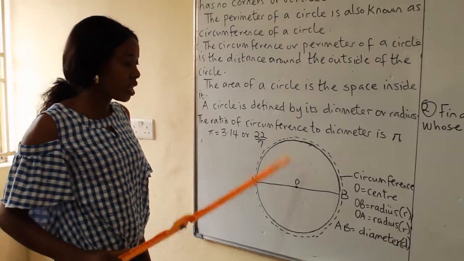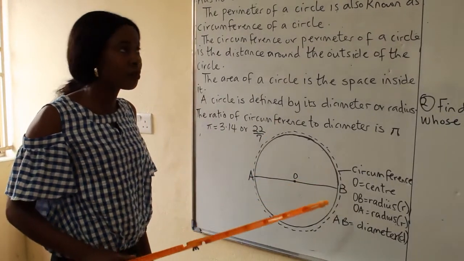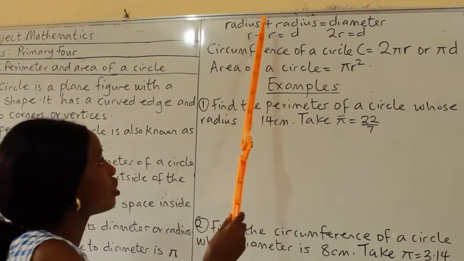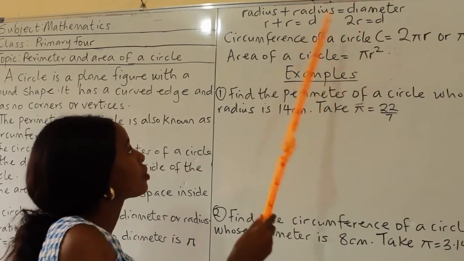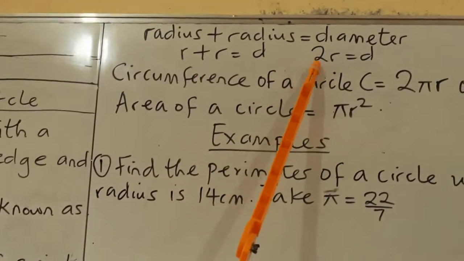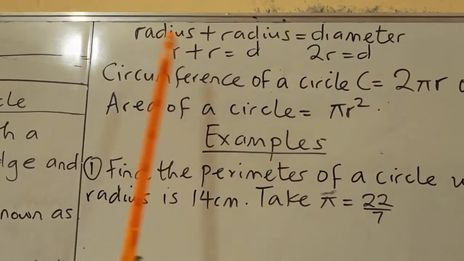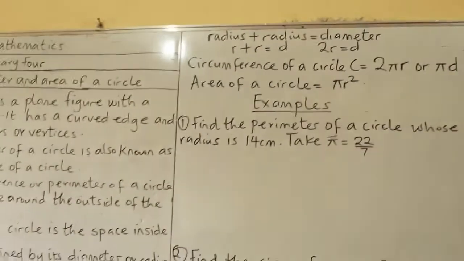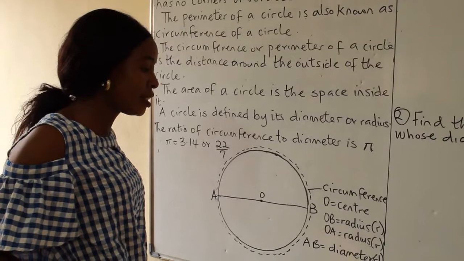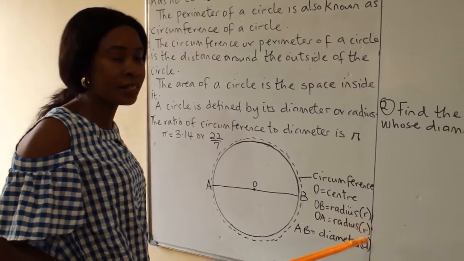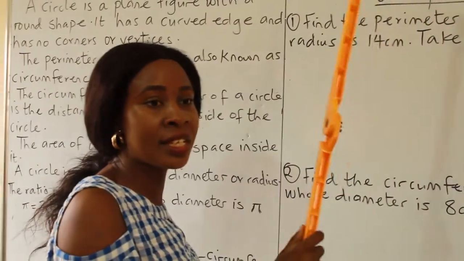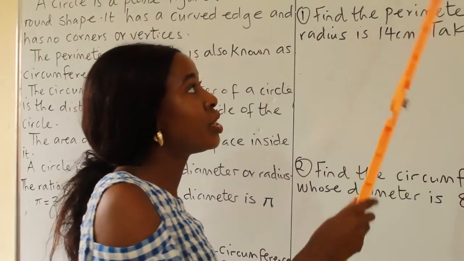Also from the center of the circle to point A is known as radius. This means that a circle has two radius. Radius plus radius is equal to diameter, which also means that 2r is equal to d. Remember that I'm using the letter r to represent my radius and letter d to represent the diameter.